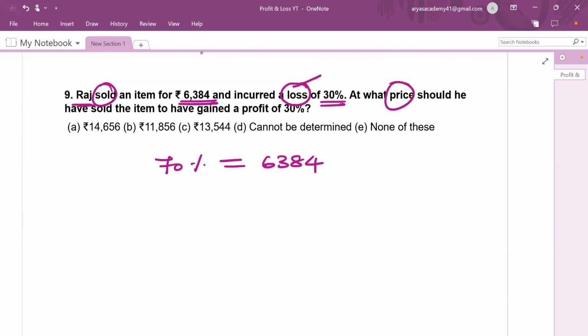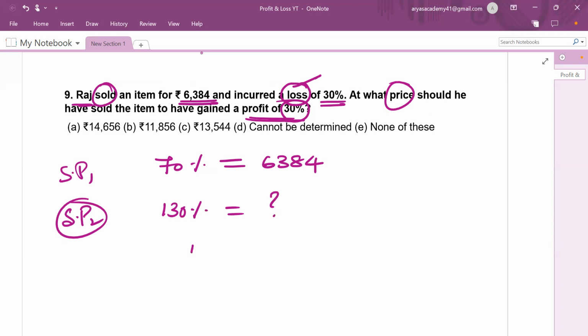Then the question is, at what price should he have sold to have gained profit? They're not asking you the cost price. They're asking you another selling price, but this time it should not be 30% loss, it should actually be 30% gain. So 30% gain means nothing but how much?